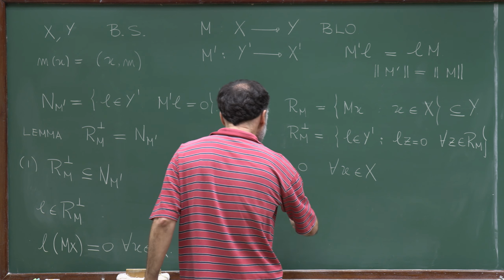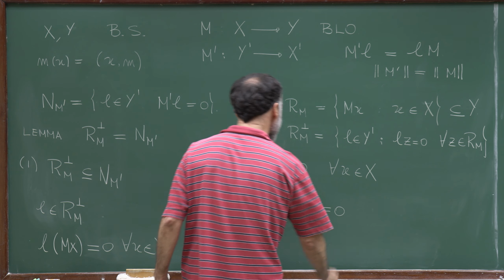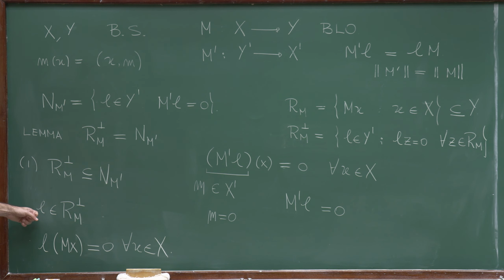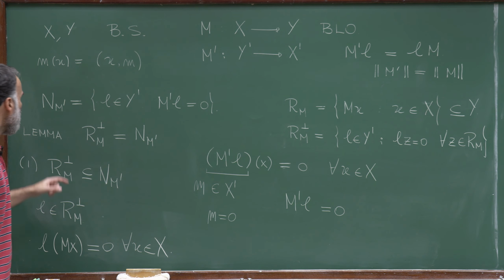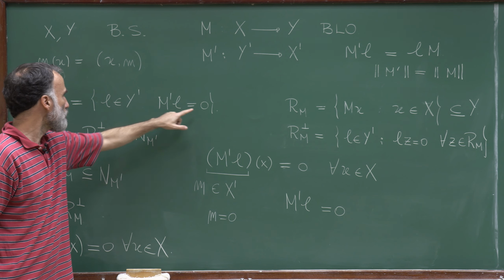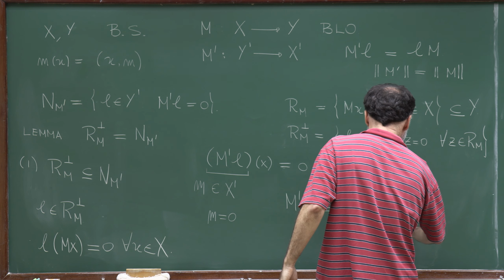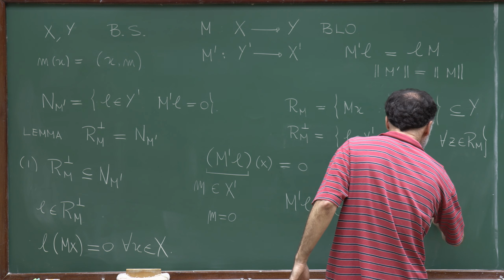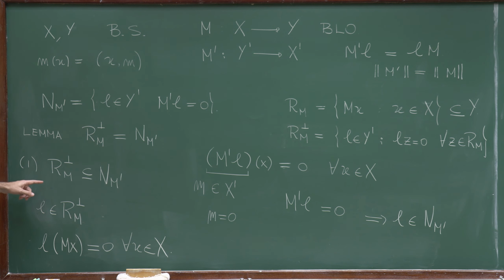So what we know is that m prime of L is equal to 0. So we proved that if L belongs to Rm perp, then m prime of L is equal to 0. But if m prime L is equal to 0, this means that L belongs to the null space of m prime, and therefore we just proved that Rm perp is included in the null space of m prime.